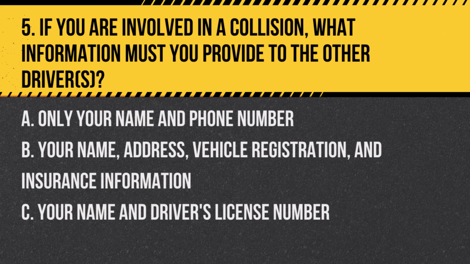Question 5. If you are involved in a collision, what information must you provide to the other driver? A. Only your name and phone number. B. Your name, address, vehicle registration, and insurance information. C. Your name and driver's license number. Answer. B. Your name, address, vehicle registration, and insurance information.